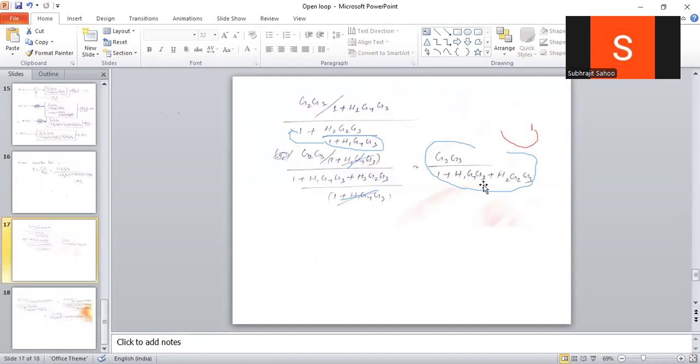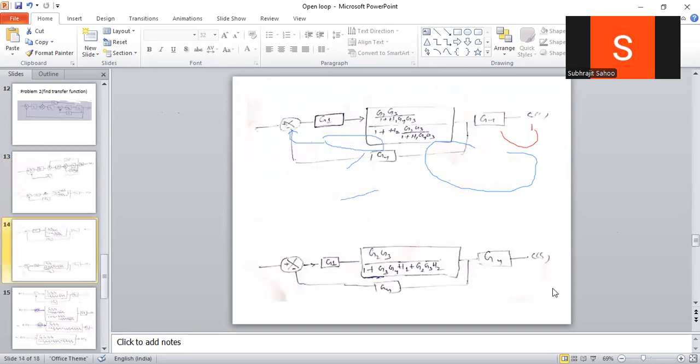See, G2, G3, 1 plus H1, G4. Once you, in your note, you can do it. You can easily understand this one, right? So, this is the next step. Now observe this diagram.